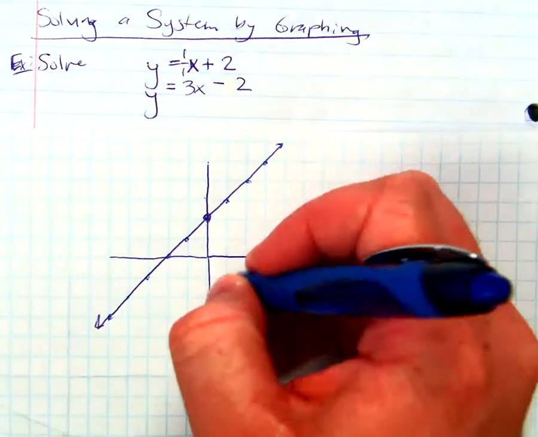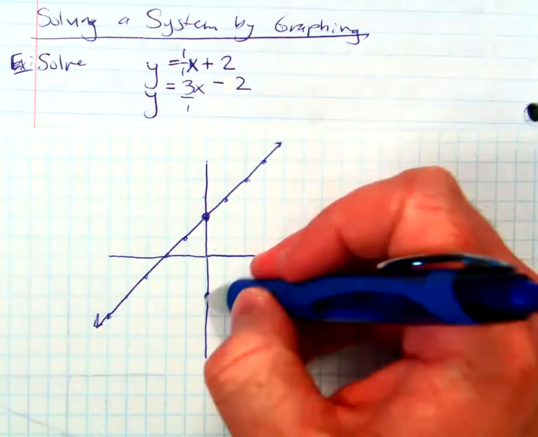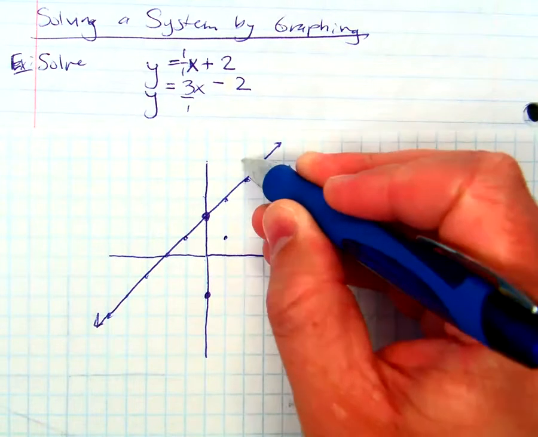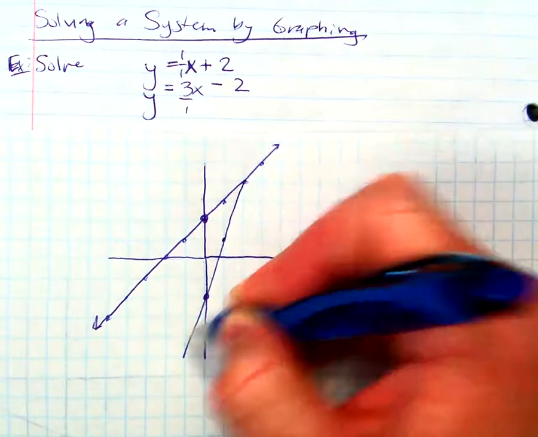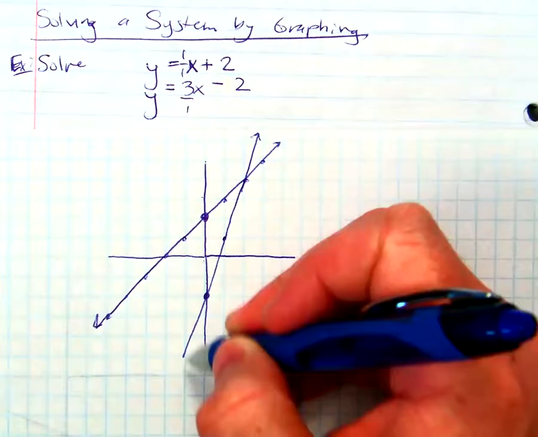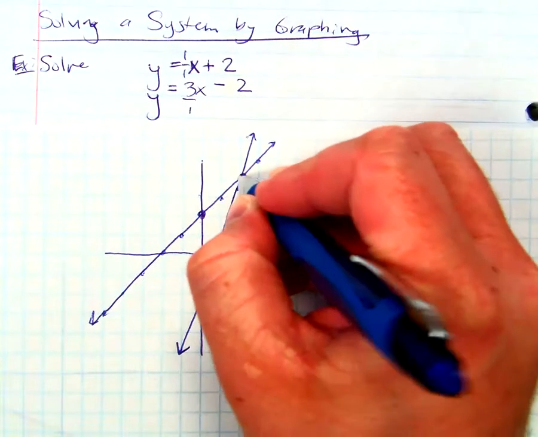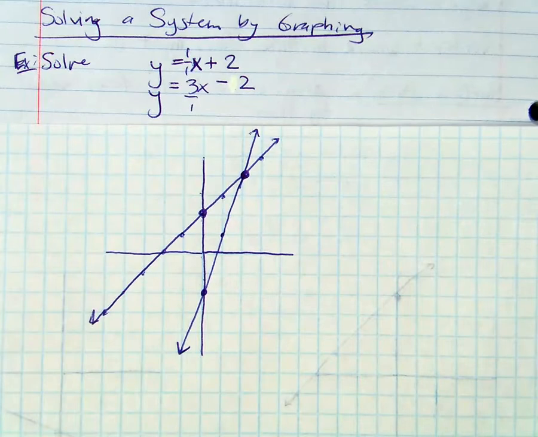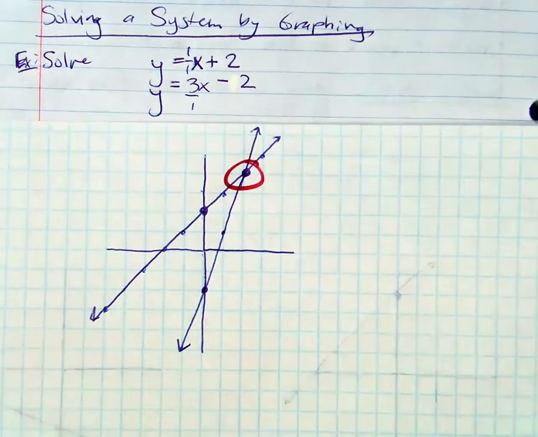Second line starts down at -2, and it goes up 3 over 1. So 1, 2, 3, 1, 1, 2, 3, 1, and we've run out of room. So if I connect those, it should be pretty obvious where these two lines cross. This point on the graph where the two lines have intersected each other is the solution that we're looking for.